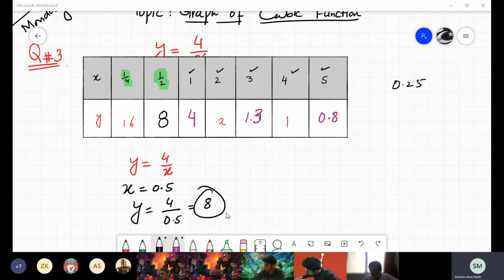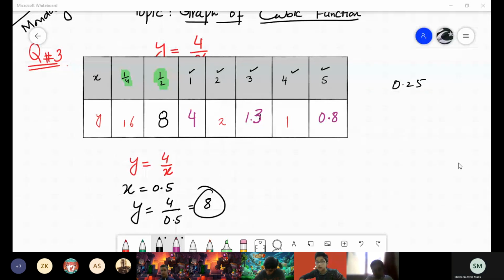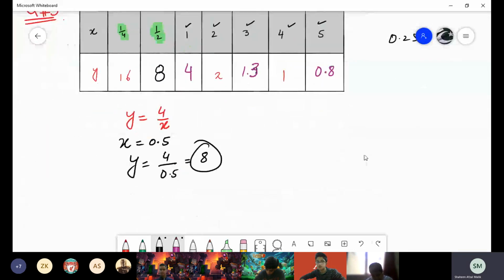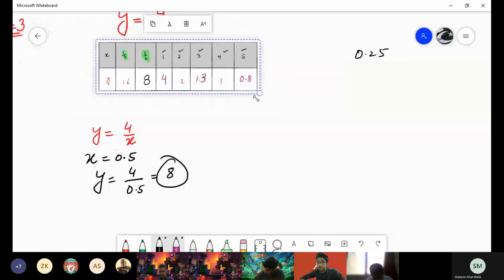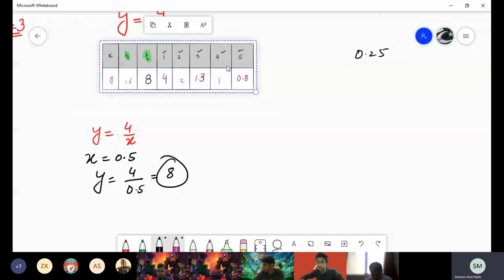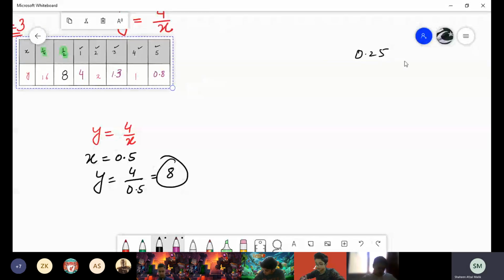Complete the table, and then can we move to the graph if you have completed the table? Yes, ma'am, I have completed. I have also completed the table. Okay, so can we move to the graph? Yes, ma'am. Good boys. Everyone completed the table? I'm going to minimize this table and keep it here so we can move to the graph.